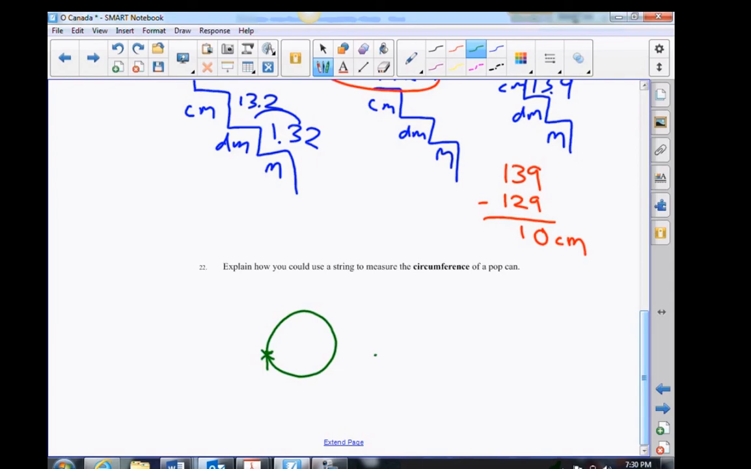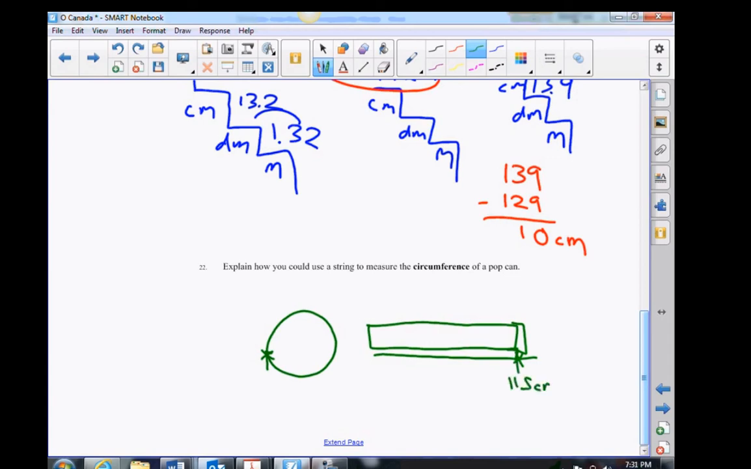And then I would lay out the string straight in a straight line, and I would hold it beside a ruler. Okay, and beside a ruler, I'm going to make this ruler a little longer. Say that's a 12 centimeter ruler. This mark on the string ends up being at 11.5 centimeters. And so that's how I could find out the circumference.